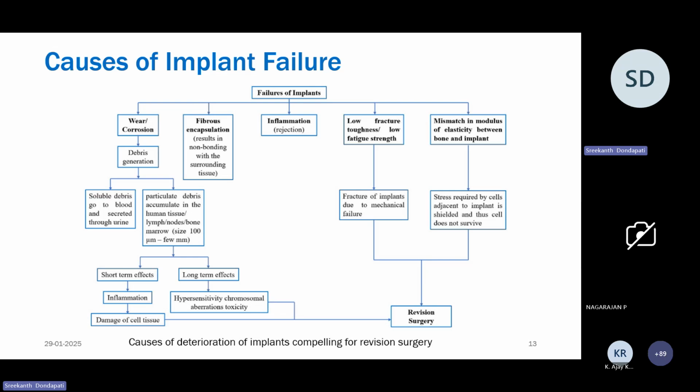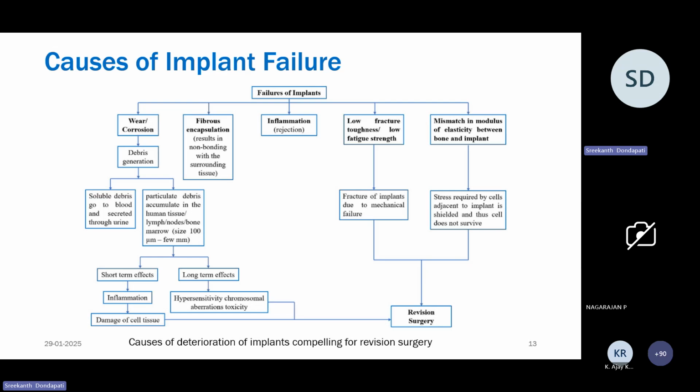Another cause of implant failure is fibrous encapsulation. This results in non-bonding with the surrounding tissues. Once fibrous encapsulation over the biomaterial happens, it will not have any bonding with the surrounding tissue. That could be a problem. And inflammation, that is rejection. If it is recognized in the body as a foreign body, then the body may reject it. Then inflammation happens. This is also failure of an implant.